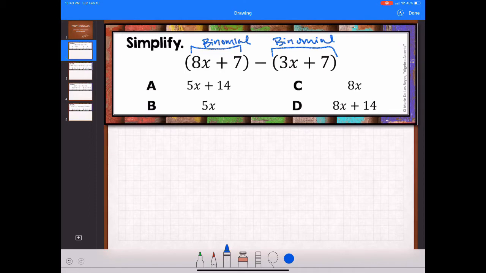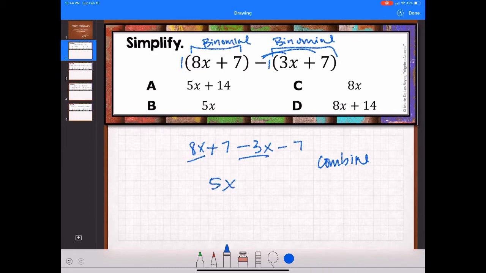But basically, when you have parentheses, you are going to distribute a 1 if you have to. In this case, the positive 1, it's not going to make a difference when you distribute it. So 8x plus 7. However, over here, negative 1, that will make a difference when you distribute. So you get negative 3x minus 7, and then all you do is combine your like terms. So 8x minus 3x is 5x, and 7 minus 7 is 0. Don't need to write 0, so the correct answer is B.